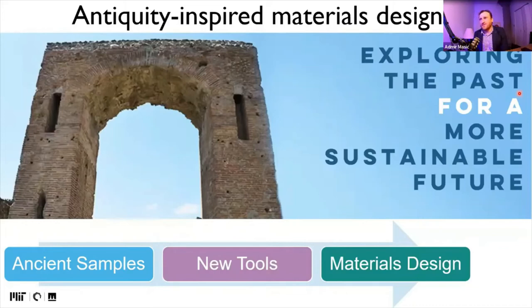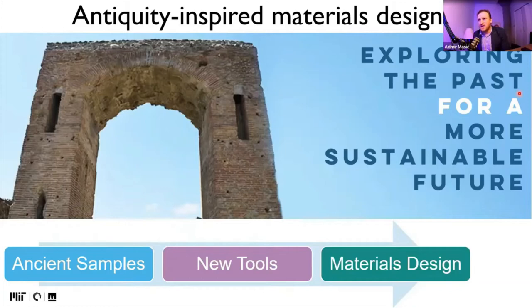So this is an example of the concept that we like to talk about: antiquity-inspired materials design. We explore ancient technologies from the past for a sustainable future. We believe firmly that there are some materials from our past that might show properties that will allow us to design and build a better future compared to the materials we have been using since the industrial revolution.